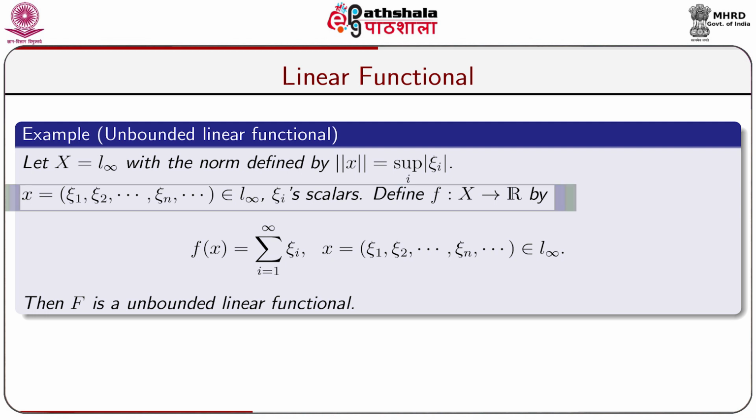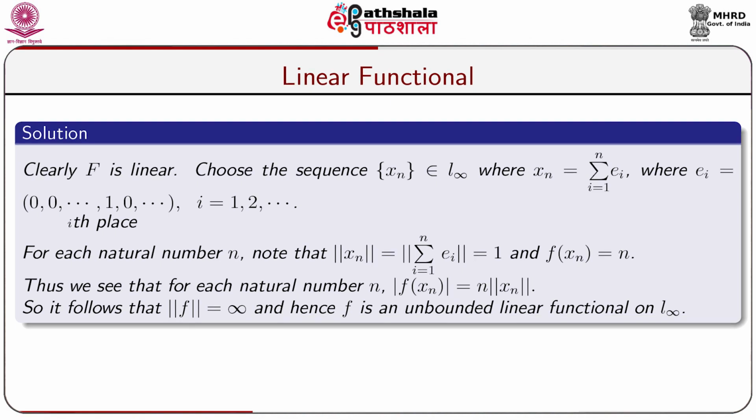Let us take x equal to (xi1, xi2, ..., xin, ...), an element of l infinity, where the xi's are scalars. Define a function f from X to R by f(x) equal to the sum from i equal to 1 to infinity of xi, where x is equal to (xi1, xi2, ...) belongs to l infinity. Then it is easy to verify that f is an unbounded linear functional.